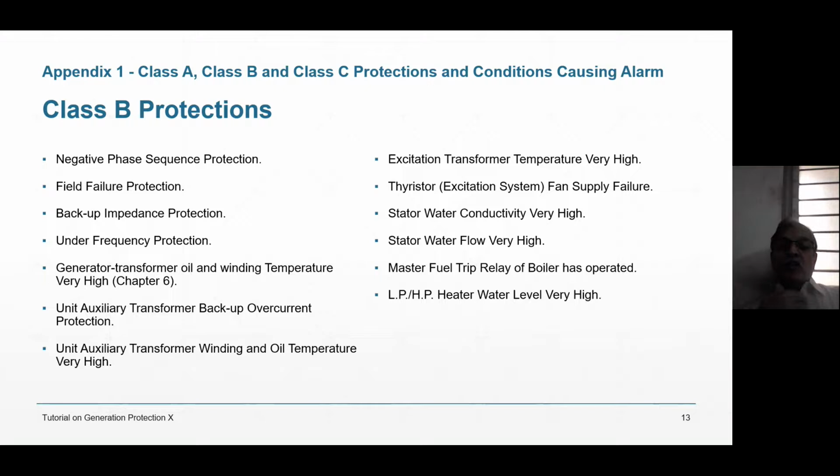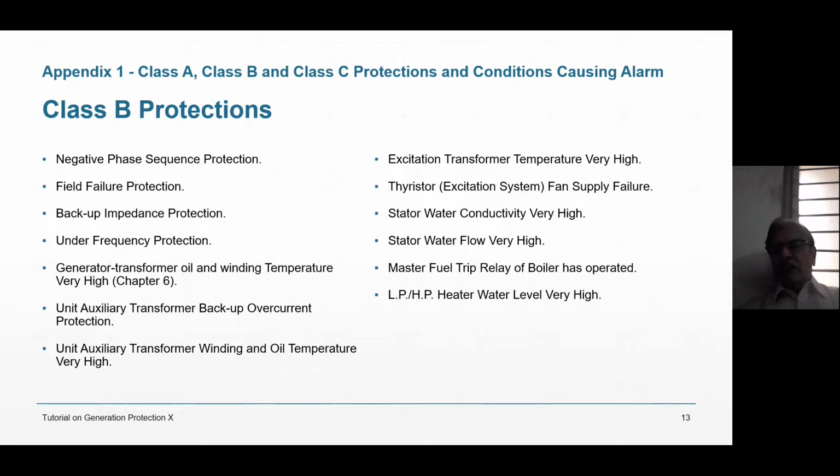Master fuel trip relay. This is not an electrical reason. Master fuel trip relay of the boiler has operated. Means the boiler is not getting fire. It is not converting water to steam. LP, HP heater water level very high.